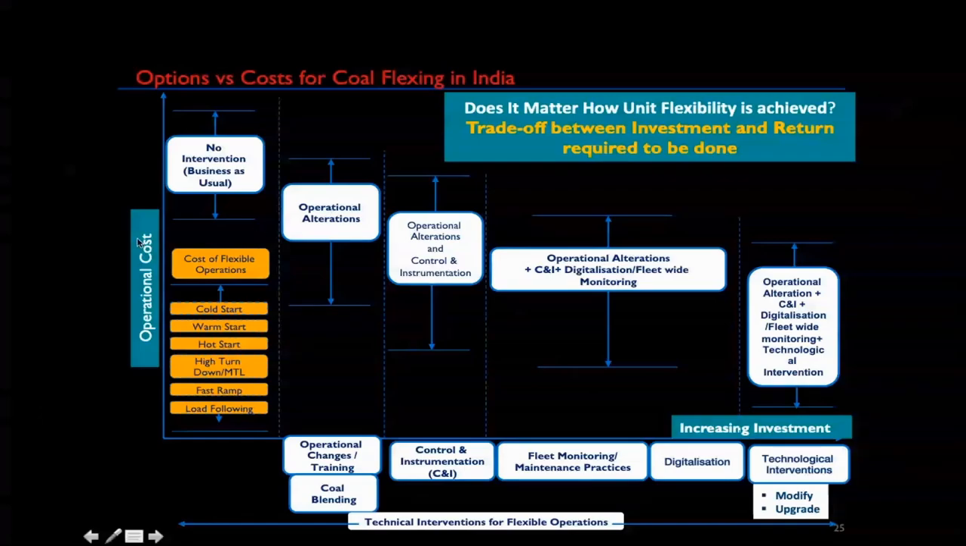This is the operational cost. Suppose we are here today without any intervention, business as usual. By operational modifications, by changing your procedures, you can achieve a lot of benefits. This is a box and whisker curve. The benefit can be up to this level. You can reduce the cost till here. Further, along with controls, you can bring it to a very low level. And then it will be incremental with digitalization and other sophisticated solutions.